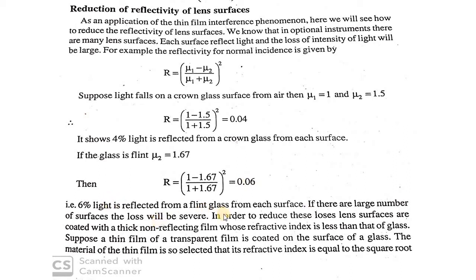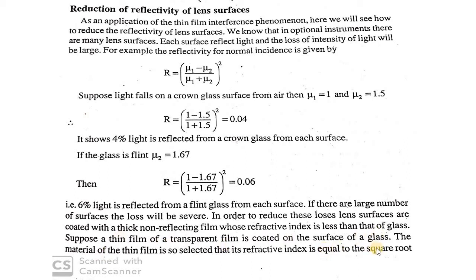So in order to reduce these losses from the lens surface, the lens surfaces are always coated with a non-reflecting film. This is very important: the non-reflecting film should have a refractive index which is usually less than that of the glass. Suppose a thin transparent film is coated on the surface of the glass to reduce the reflectivity.